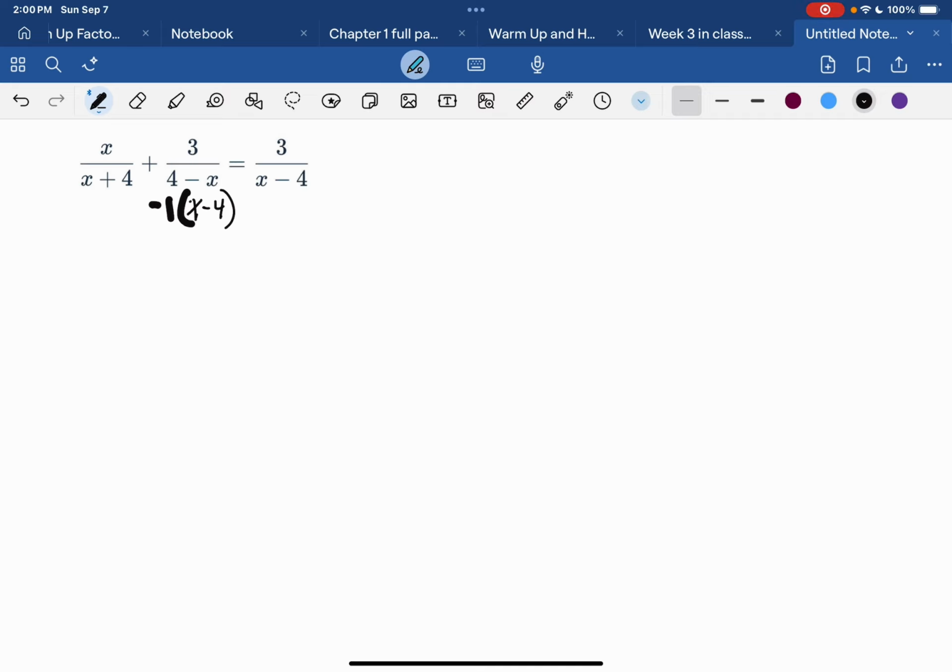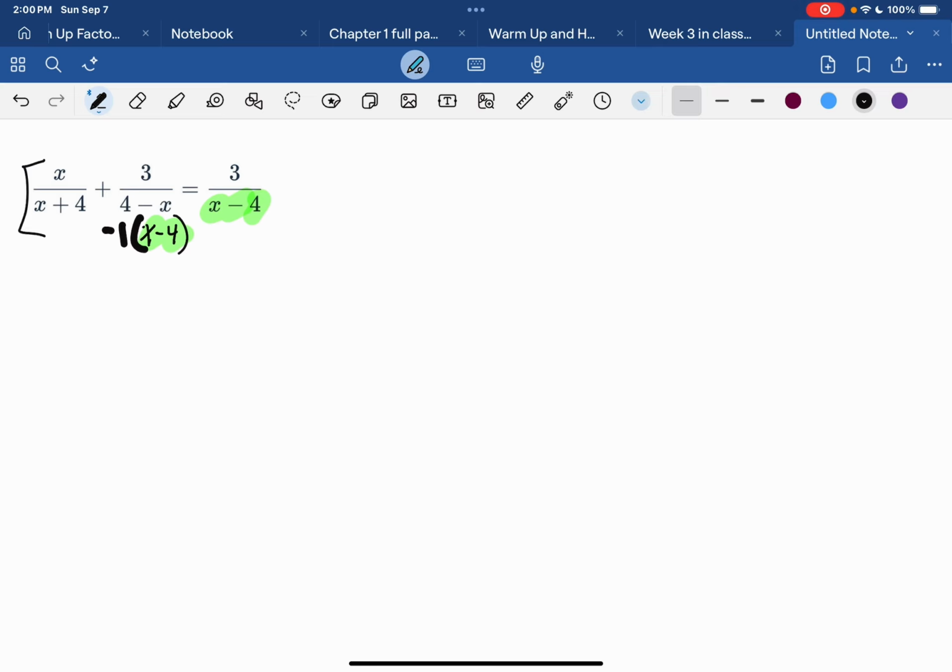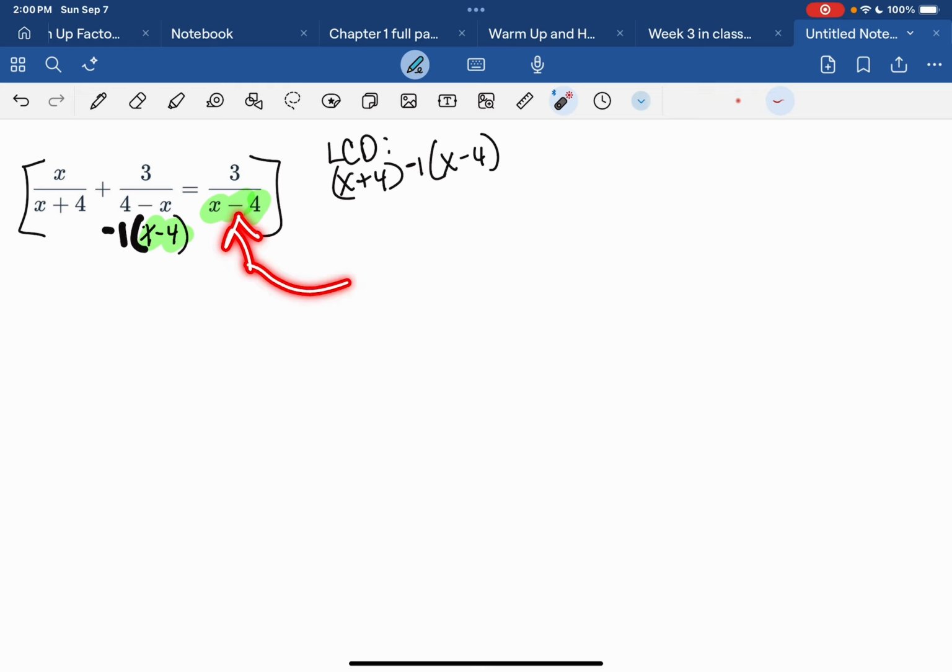Now that matches this one. All right, so I'm going to multiply through by my least common denominator. So I have to find my least common denominator. I put the first one, so I have x plus 4. Then I put the second one, I have a -1 and x minus 4. And then I look at the third one and say, do I already have one of those? I do, so I do not have to put it again. So that's going to be my LCD.